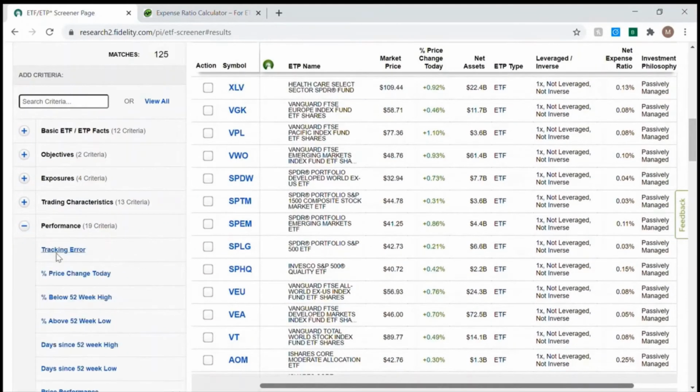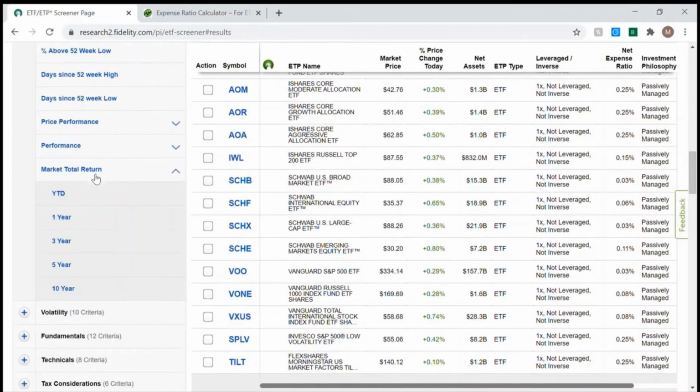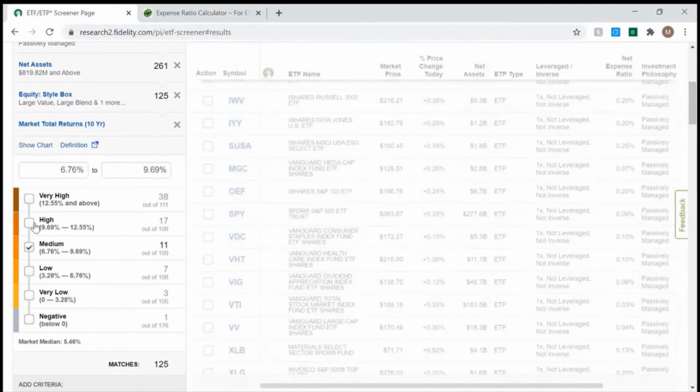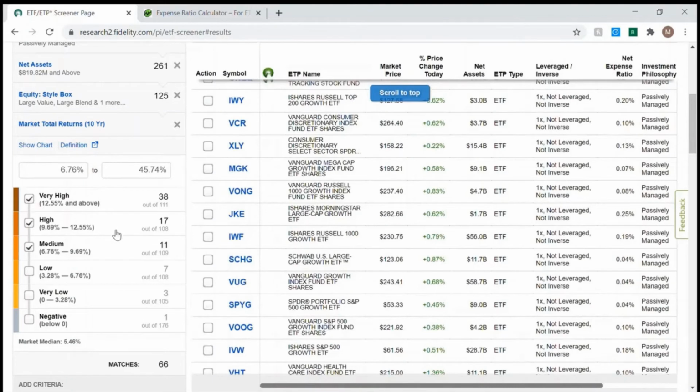Lastly, and I'm sure the one that people are most interested in, is the performance. So I'm going to click performance and go to market total return, and I'm going to go as far out as I possibly can to the 10-year. And from there, I'm going to look for medium, high, and very high, and you could use this at your discretion. I'm just using this for this exercise.